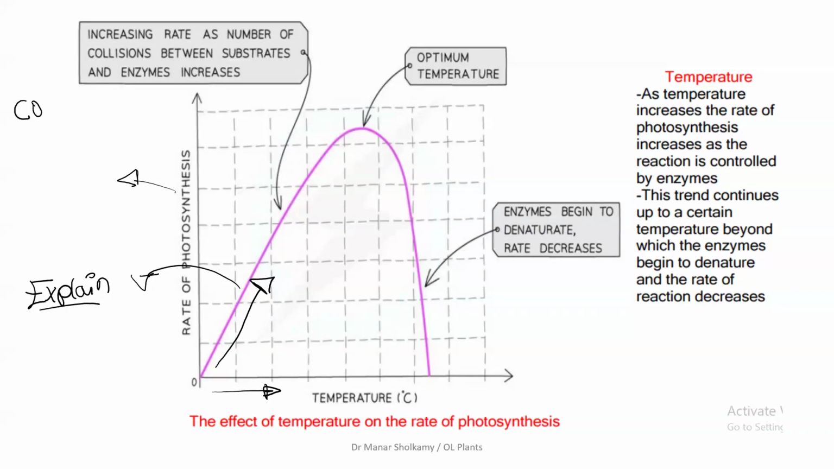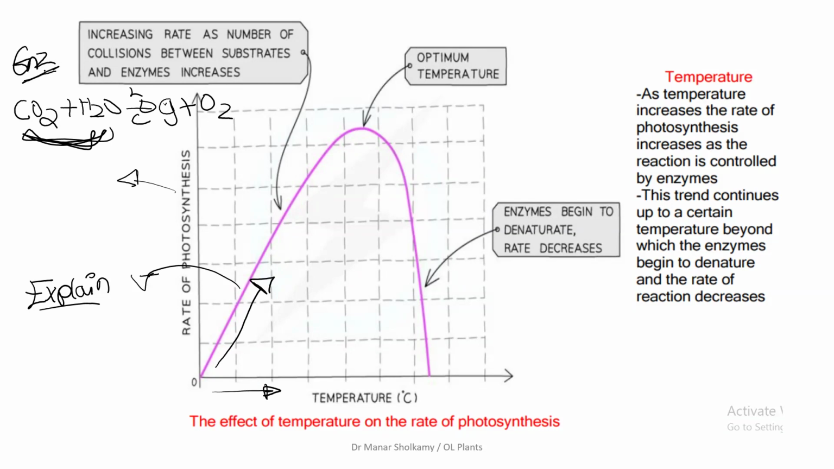We said we have carbon dioxide and water in the presence of light and chlorophyll. It will give me glucose, it will give me oxygen. These particles that react together, the reactants, they gain energy. They collide faster. There is an increase in the chances of successful collisions. And of course, any chemical reaction is controlled by enzymes.